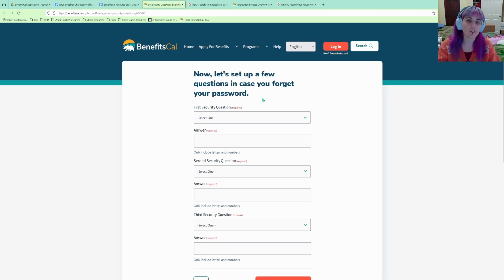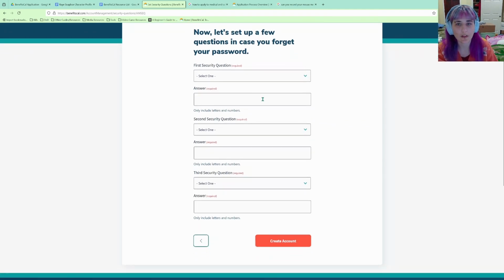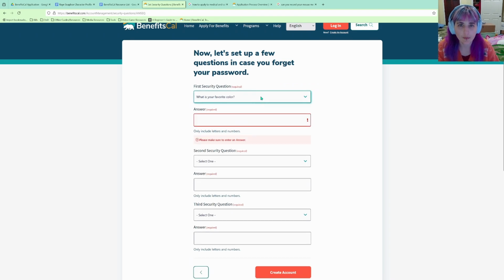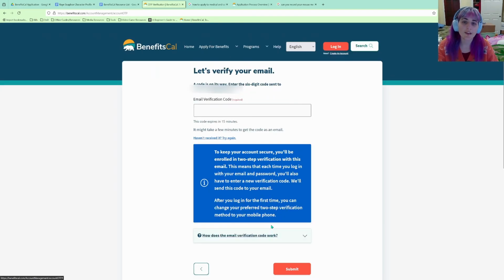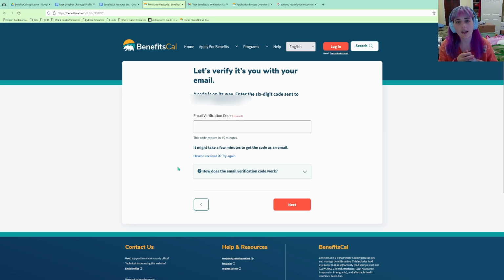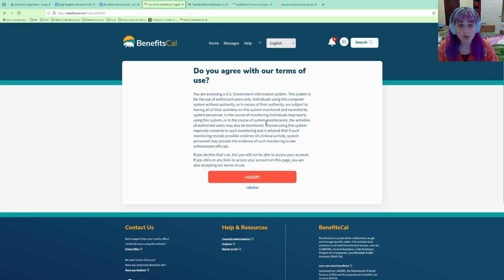Okay, so now it's going to ask us to set up a few questions. I'll probably skip over this part, but you set up your security questions and things that will help you log in. Okay, so once you get past the security step, it'll send you an email verification. So now we can log in. Logging in, and gotta do the verification again. Do you agree with our terms of use? Accessing a U.S. government system. You have to accept to move forward.